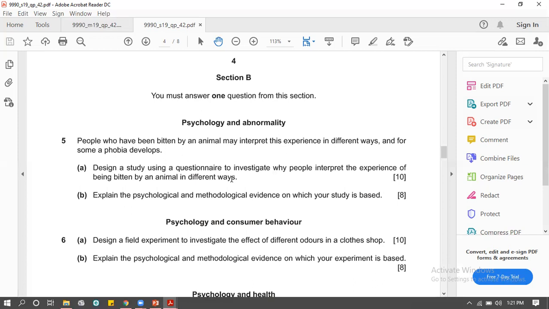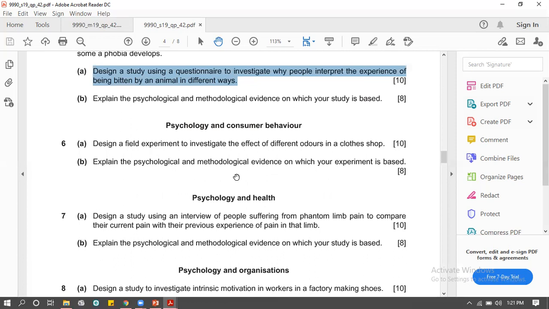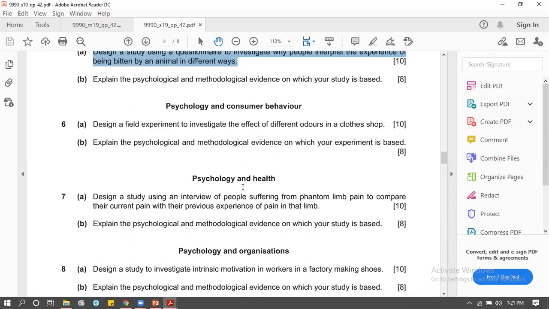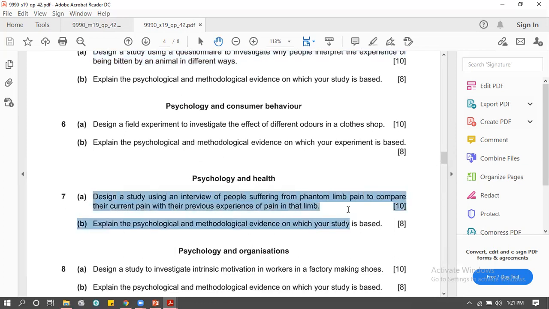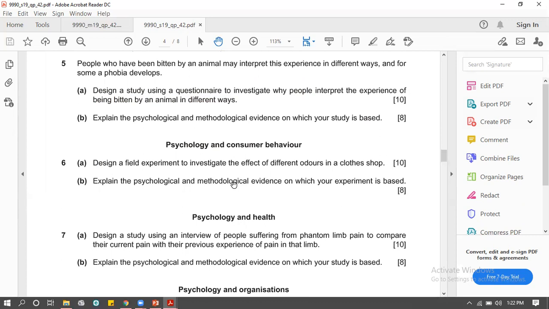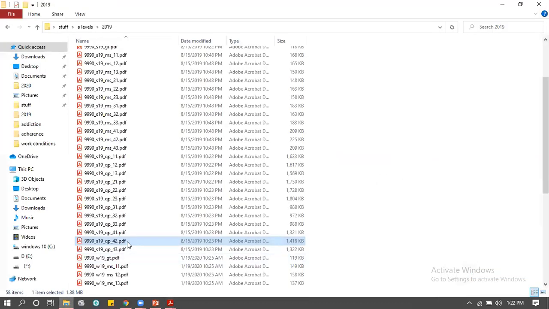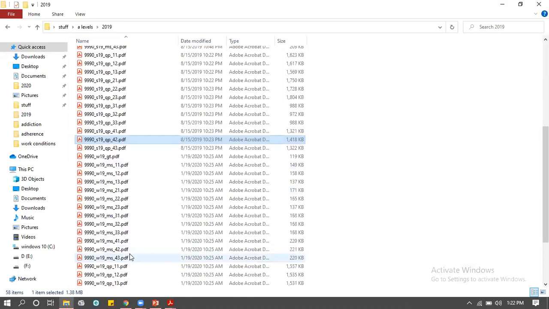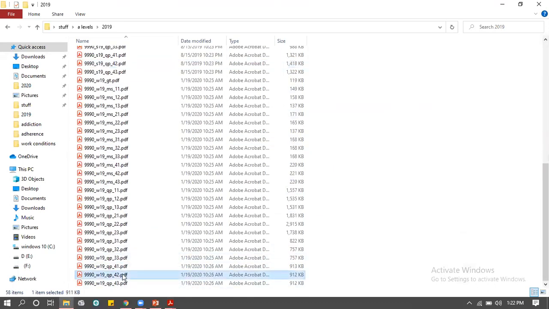But if you don't want to complicate it, if you look at the question and feel that doing it as it is would just be a discovery question, what we want to do is find a genuine comparison question. Is there a genuine comparison question now? This is also a comparison question. Design a study using interviews of people suffering from phantom limb pain to compare the current pain and the previous pain. So it's a before and after scenario. What we want is an experiment with a between-group design. We want to compare results between groups, not within the same person. So let's find that out.